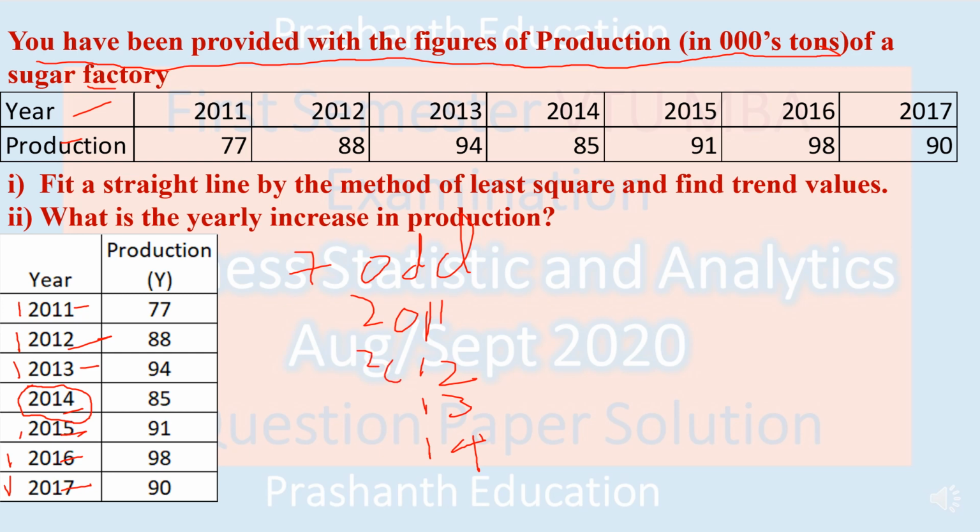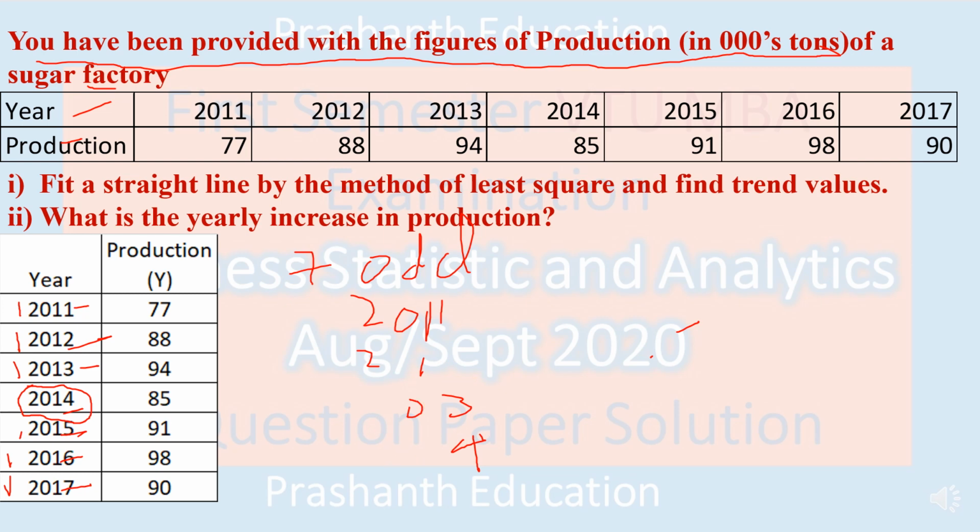So 4 years we have, it's an even number, right? Now what I will do, I will take the middle of this, which is nothing but 2012.5. So 2012 plus 2013 divided by 2 will give you 2012.5. You can do it this way for an even number.